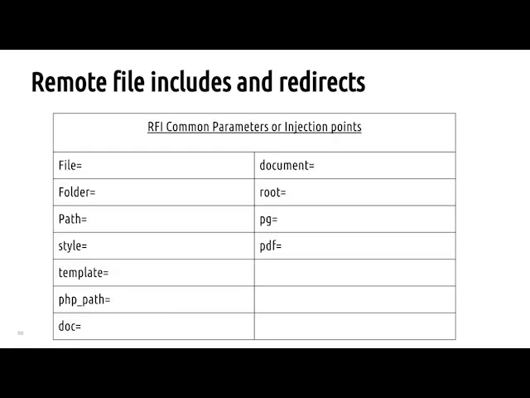So the next one is remote file includes, so including executable code from a parameter path. There are just some general redirection and remote file include parameters that you can check for: destination, continue, redirect, URL, URI, window, and next.